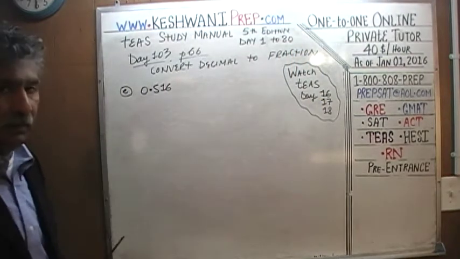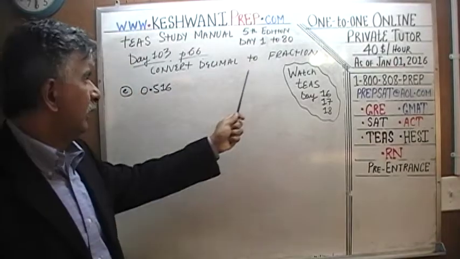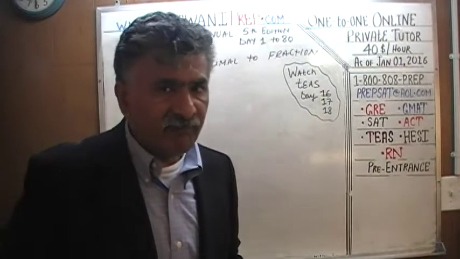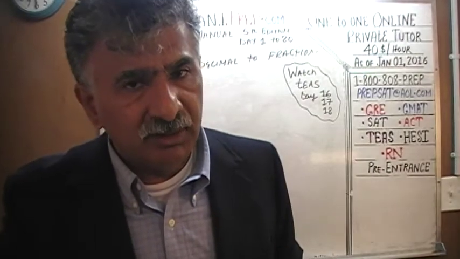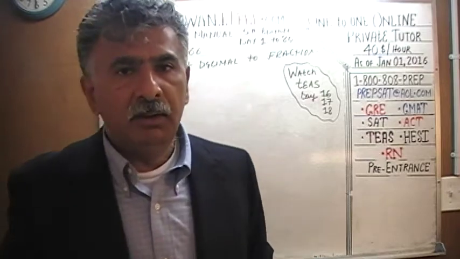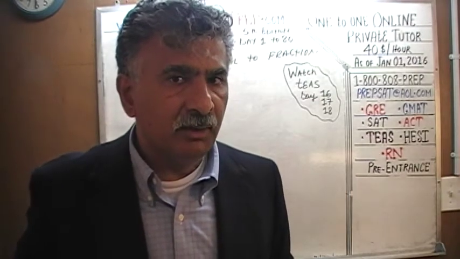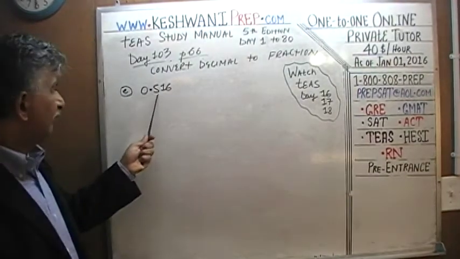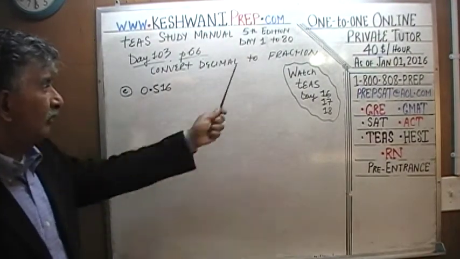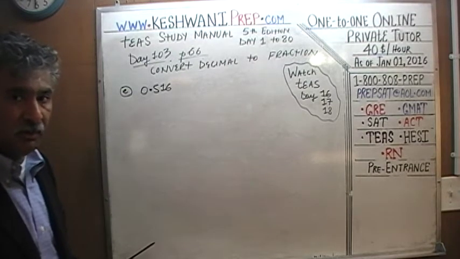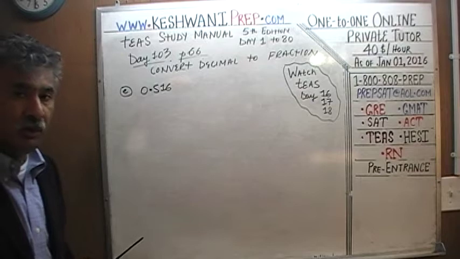When you're given a decimal, and when you are asked to convert that decimal into a fraction, listen very carefully, okay? It is understood that that fraction must be presented in the most reduced form. You must reduce it as much as you can, otherwise you have not done your job. For example, here, 0.516, we want to convert it into a fraction. In other words, we have to somehow convert this thing to a whole number.